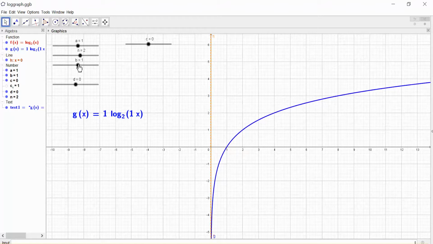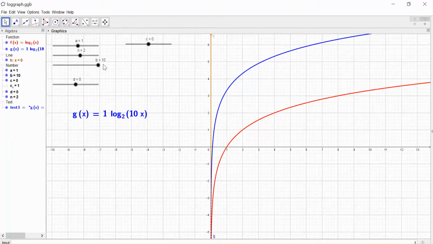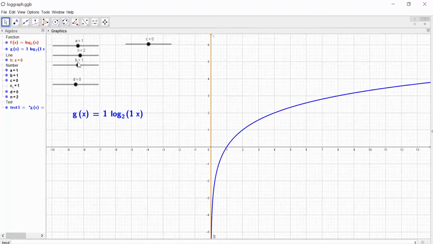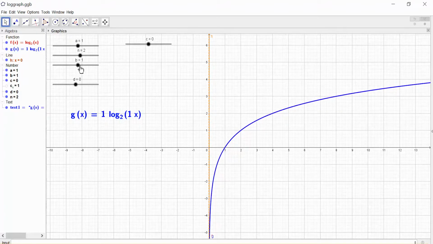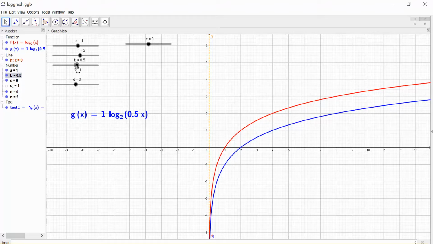Now watch when I change B, it should just be a horizontal compression or stretch. Now increase B, watch. It compresses the graph towards the y-axis. See how it's getting squished into the y-axis. Whereas if I make it a decimal, so I'll go back to 1. When it's a fraction, it should stretch out all the x values. So watch how it gets a horizontal stretch when I get a decimal. So 0.7, see how it's getting stretched out? If you look at the x-axis intercepts, it will be very obvious that I'm stretching it out.